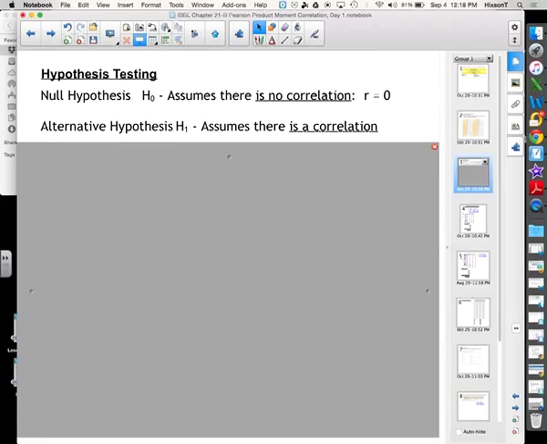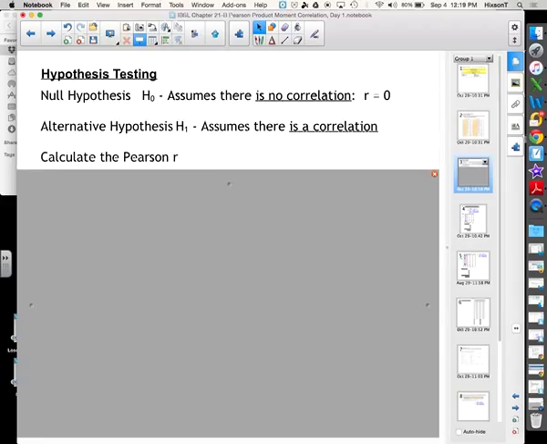Now, here's the thing. When you're doing a problem, you're not just going to say, suppose there's no correlation. You need to adapt that statement to whatever situation you're dealing with. So if you're trying to find a correlation between age and shoe size, you should say, the null hypothesis is there's no correlation between age and shoe size. Your alternative hypothesis would be there is a correlation between age and shoe size.